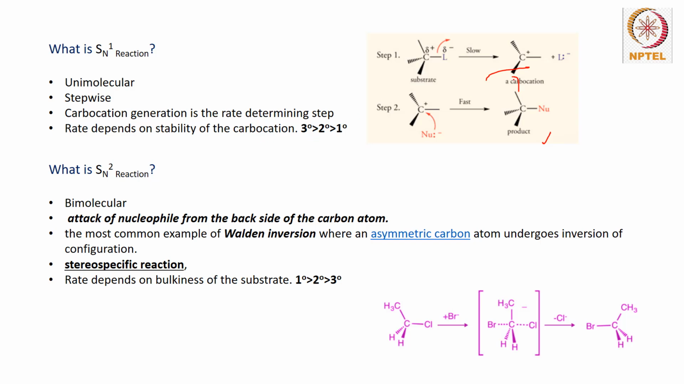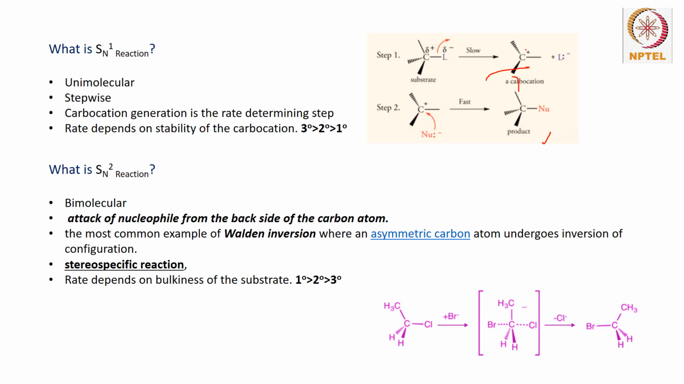Why? Because if it is 3 degree, then this positive charge is more stable. As you know about the carbocation, 3 degree carbocations are more stable because of hyperconjugation and the inductive effect of the methyl groups. So the 3 degree carbocations are more stable carbocations.